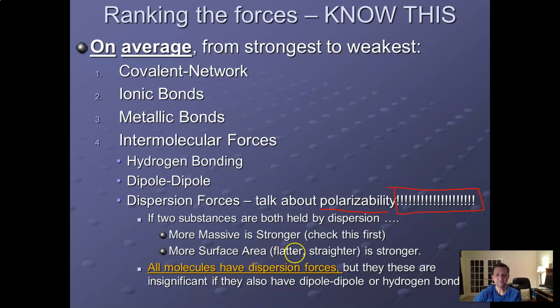More surface area, flatter, straighter is better, that is stronger as well. So generally you go by mass first and then by surface area. Remember, all molecules have dispersion forces, so water has hydrogen bonding, dipole-dipole, and London dispersion. All molecules have dispersion, but it's insignificant if the molecule has hydrogen bonding or dipole-dipole in addition to that.